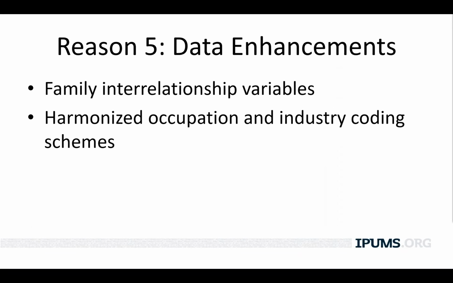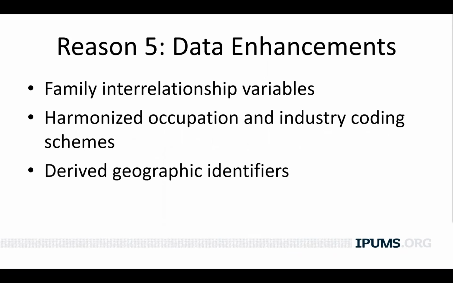We have harmonized occupation and industry coding schemes. Occupation and industry codes are periodically updated to reflect the changing labor market. These are really important for accuracy, but they make it harder to compare things across time. So again, these use a consistent methodology to look at changes over time and identify how certain occupations or industries are collapsed or divided so that folks can use something that works for the full time series.